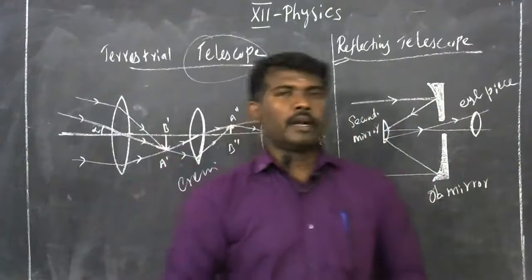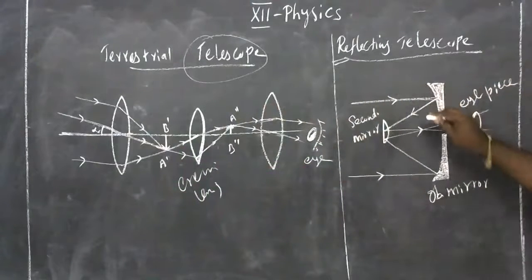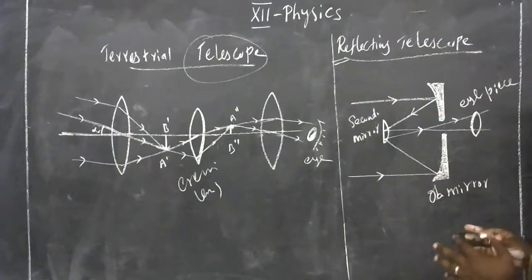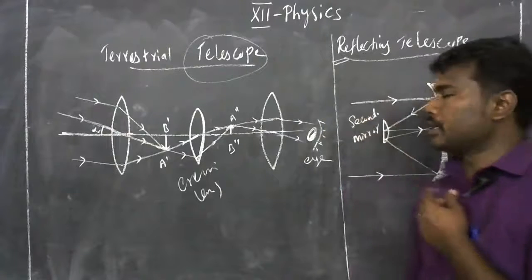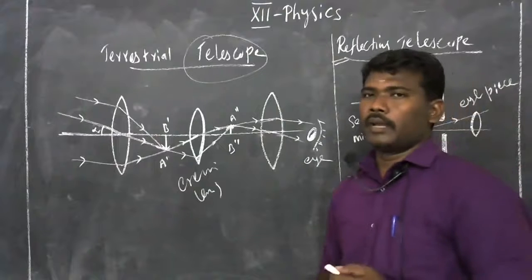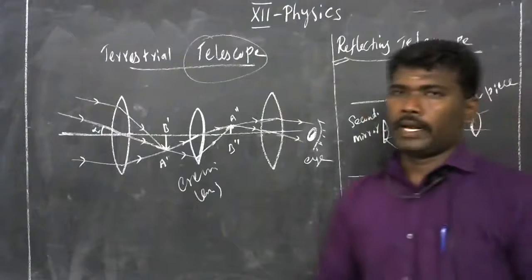This is it. Another positive side of the reflecting telescope is weight. One is cost, another is maintenance, and the third one is weight. Compared with the lens, the mirror weight is very less. So this is the positive side. And only one negative side.